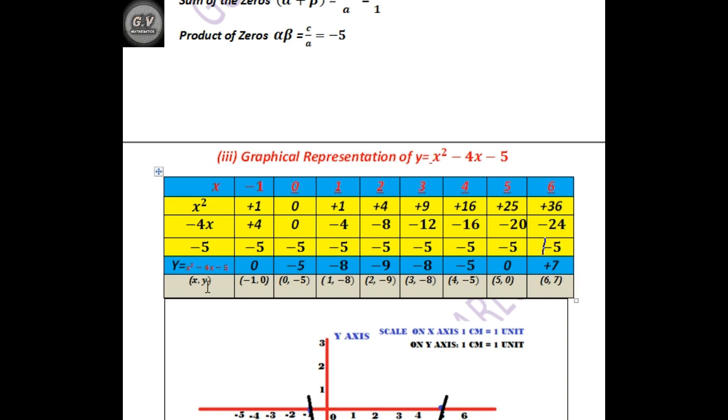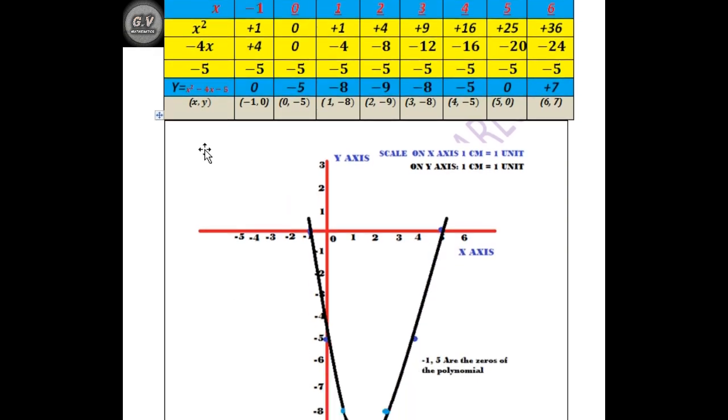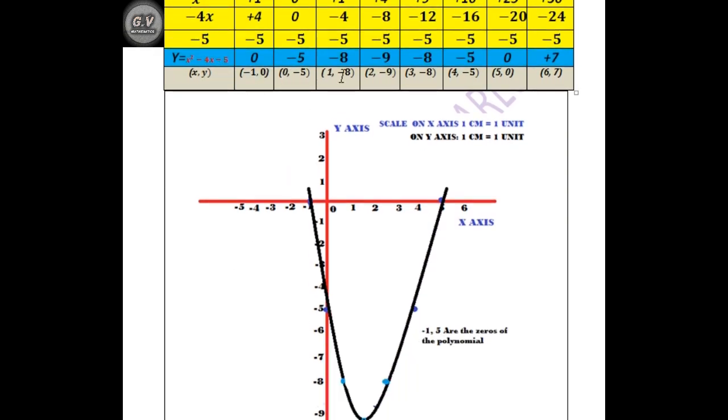Here these are the points, so we are going to represent all these ordered pairs on the graph. Look here at the y values: all the y values are negative, except 0, so the y values follow the negative symbol.